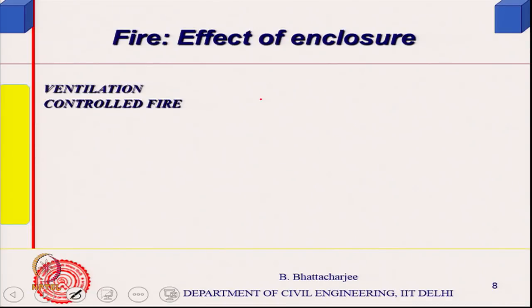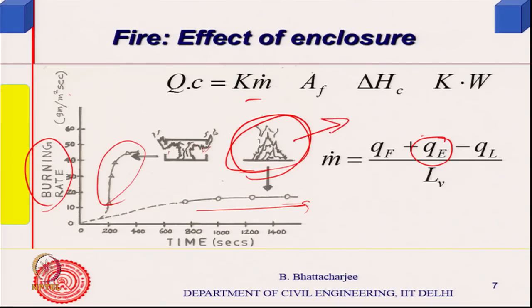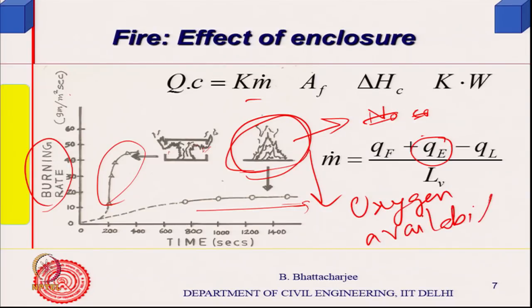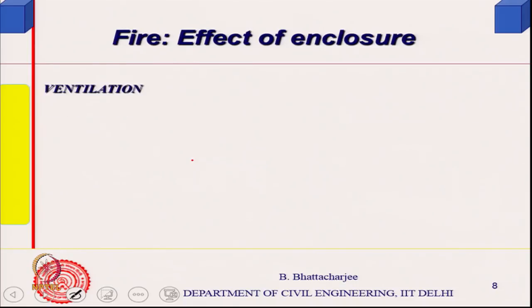Now, the other issue is ventilation, because oxygen is the other thing. Here, all oxygen was available all the time, no depletion, no constraint. Oxygen availability is abundant, whereas here you may not have sufficient depending upon the ventilation condition. So, if oxygen is not available, again it will slow down, because the burning rate will now be governed by the rate of oxygen available.